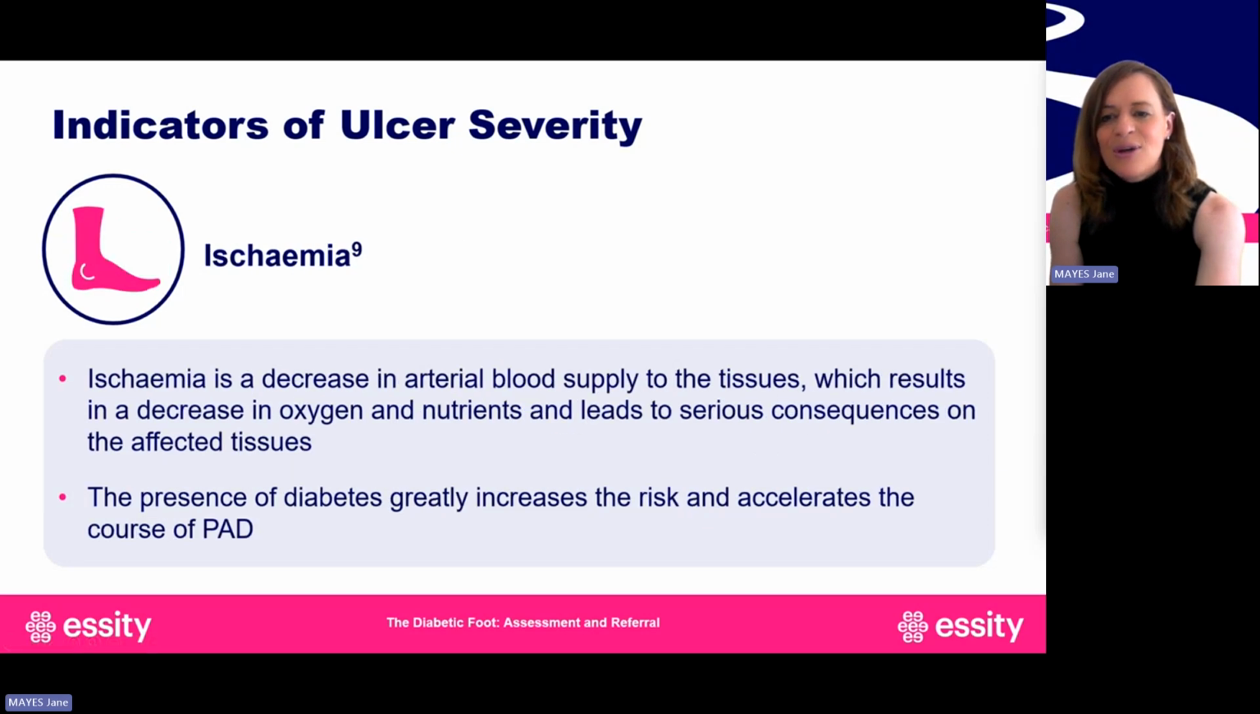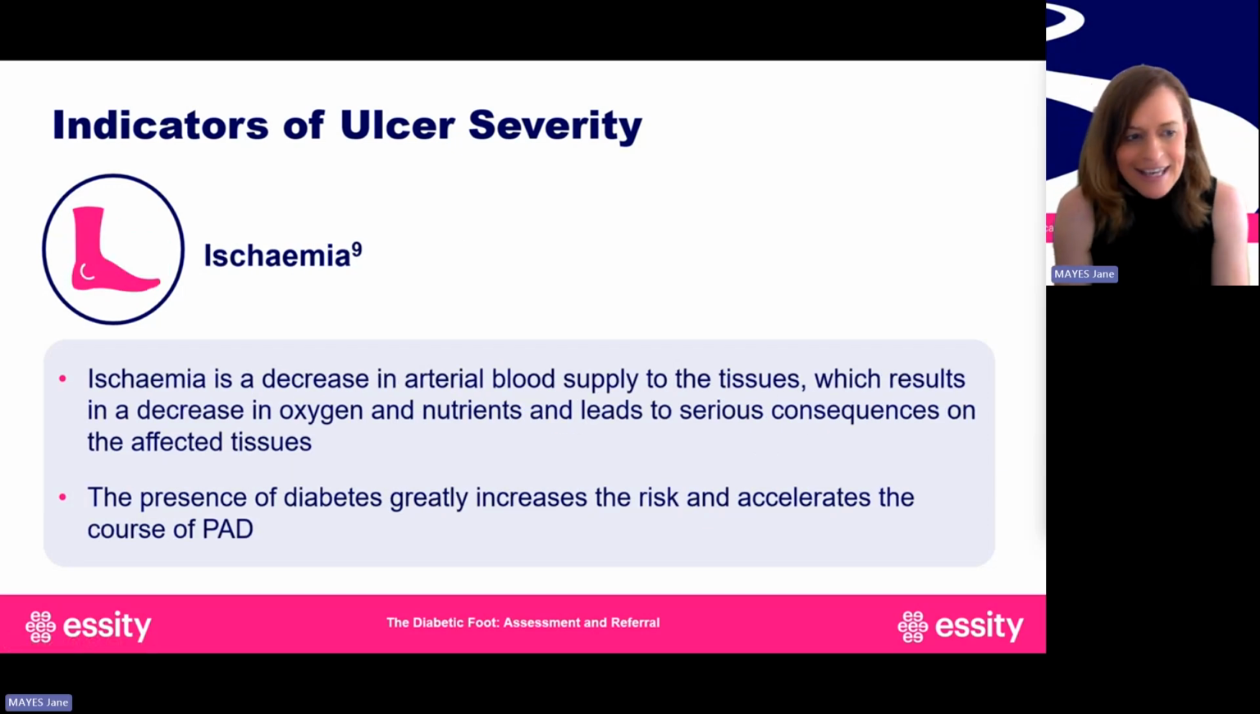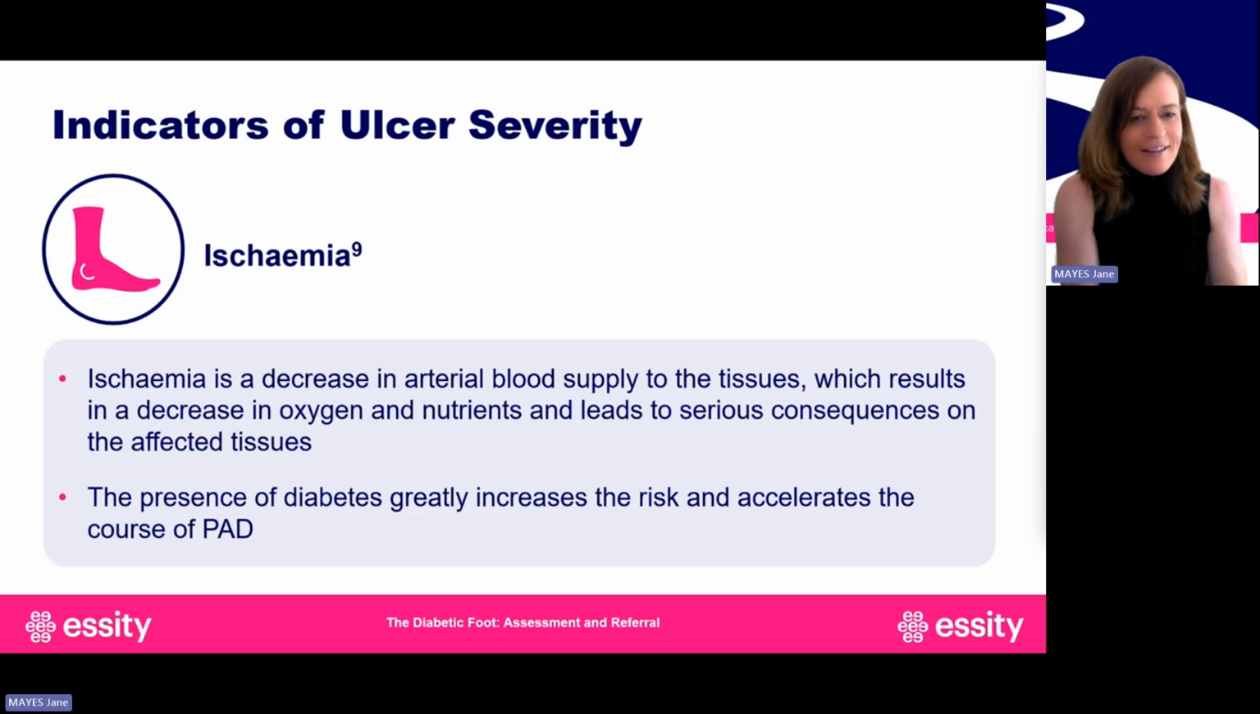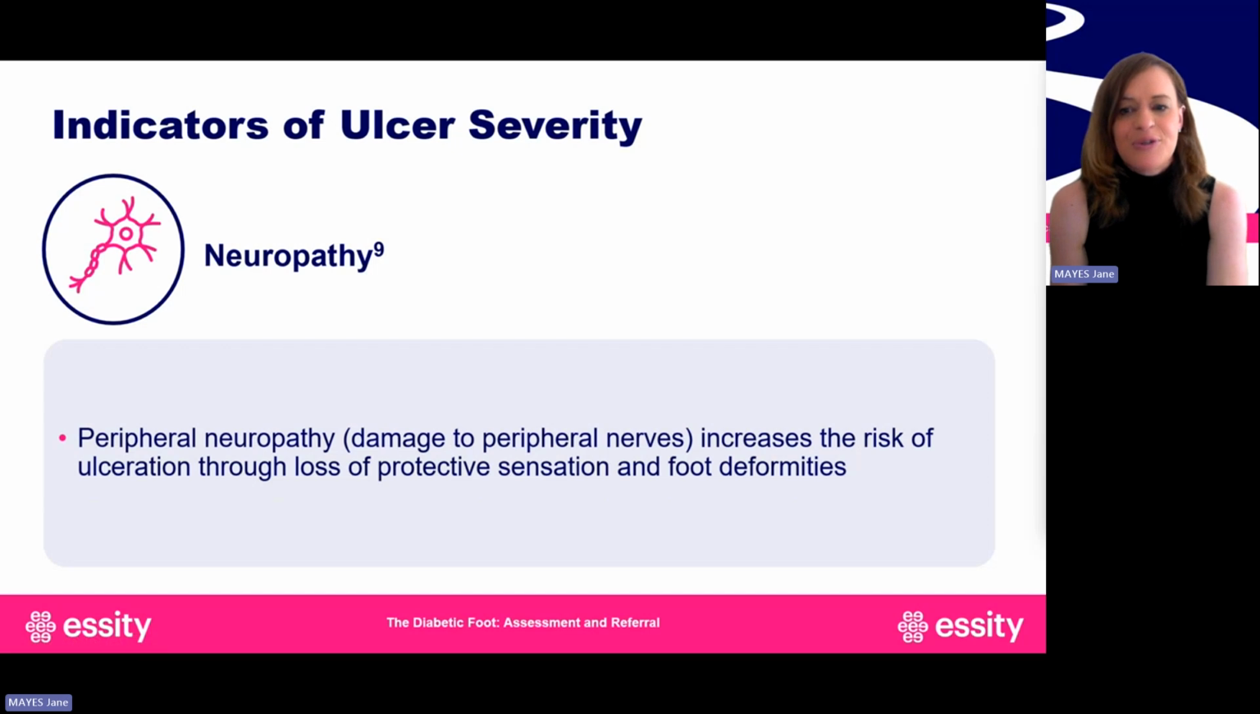So with regards to the other indicators, ischemia, this is the one. This is peripheral arterial disease, lack of circulation, tissue dies. But not only does the tissue die, those cells that rebuild wounds, those fibroblasts, and those cells that fight infection, those macrophages, can't get the oxygen and nutrients that they so desperately need to allow that wound to progress. And then don't forget neuropathy. It's a huge challenge to these patients. They can't feel those wounds developing.